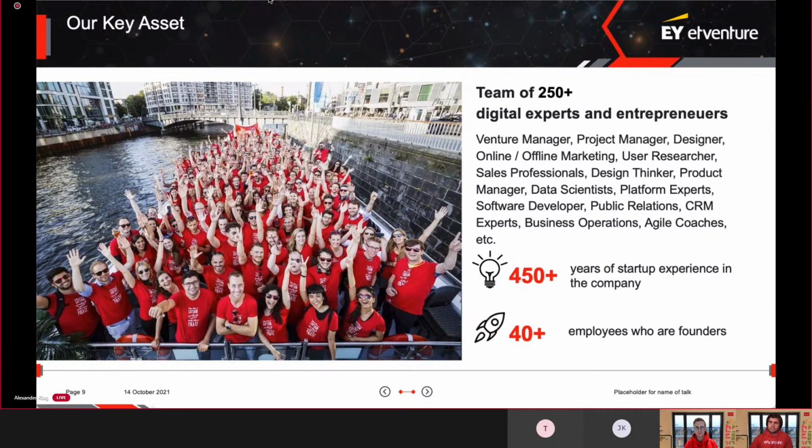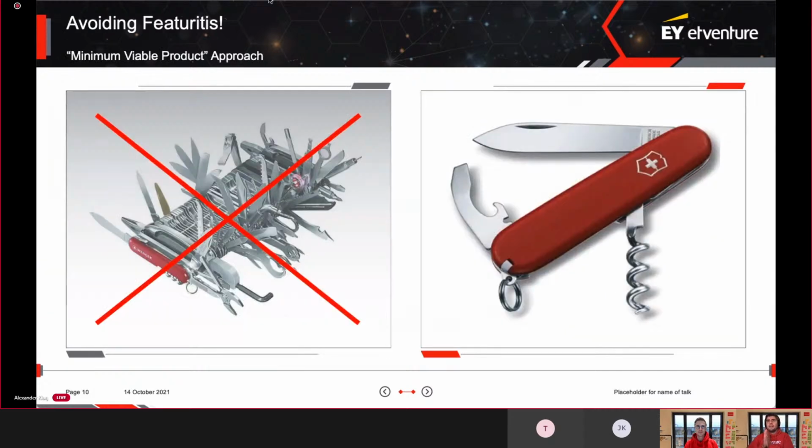We have 450 years of combined startup experience and about 40 plus employees who are founders. So a lot of founder experience as well. And what we are thinking of always when we are into projects, and this is kind of our approach, we want to build MVPs, minimum viable products. And what is an MVP?